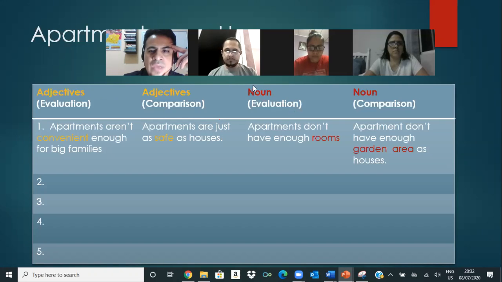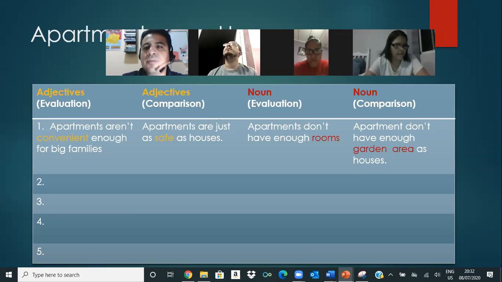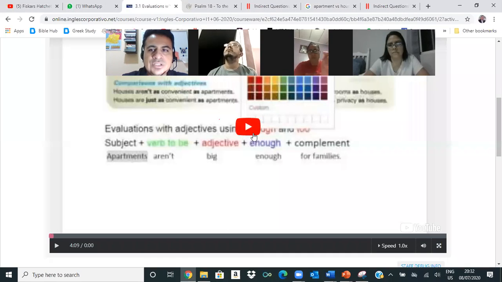All right. And now we have nouns. Nouns. Apartments don't have enough rooms. Apartments don't have enough parking space. Ahí puedo decir lo que quiero, ¿eh? And then comparison with nouns. Apartments don't have enough garden area as houses. Okay? I am comparing. All right? So I'm going to put the video for you. Let's watch the video.